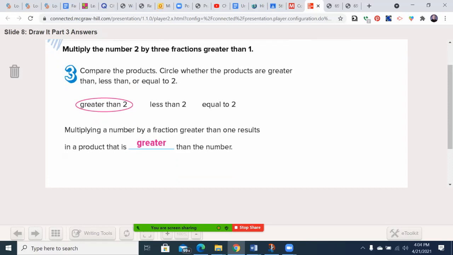So multiplying a number by a fraction greater than 1 results in a product that is greater than the number. That you must remember for today's assignment. It's also useful if you like to build things. So go ahead and make sure this is circled and that you wrote the word greater. And then we'll be moving to the top of the next page, 752. All right, let's move forward.